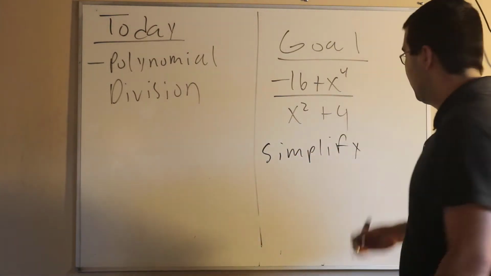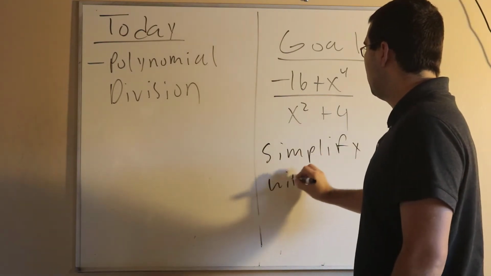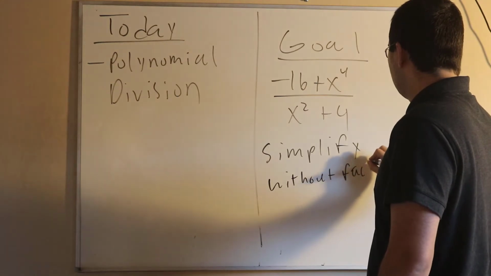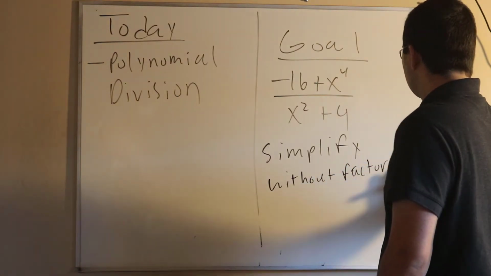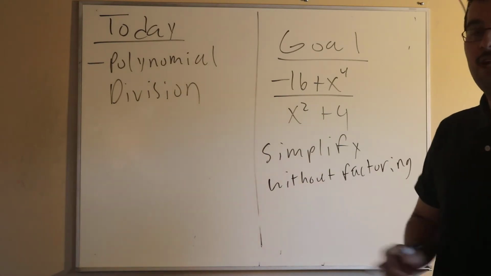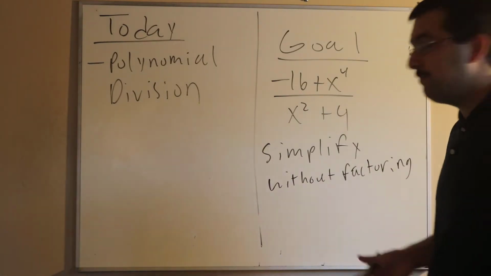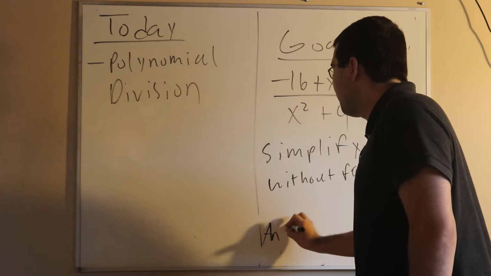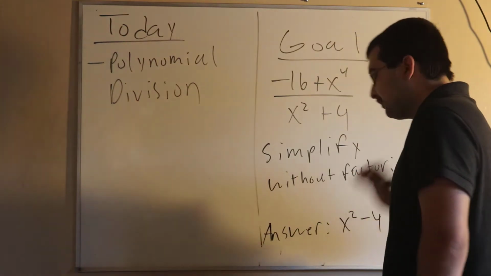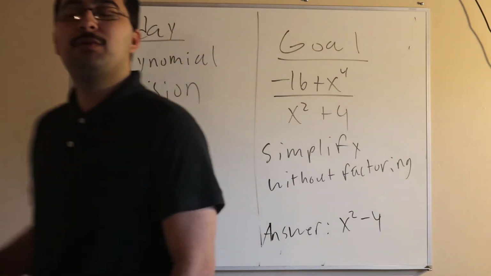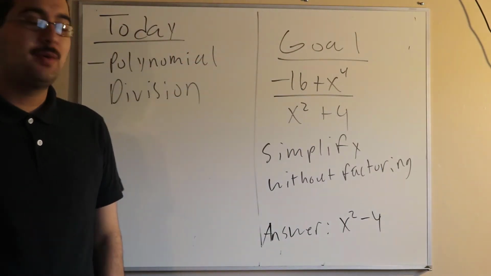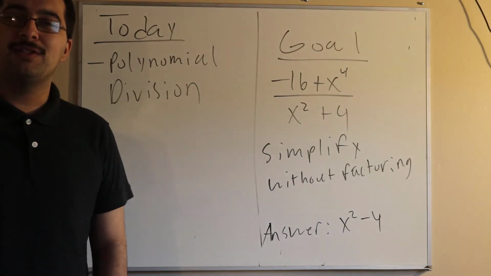Without factoring, alright? Because if we allow ourselves to factor, this isn't too hard of a simplification. Some of you can probably already see that the answer is x squared minus 4. But ideally, I would like to be able to simplify that using the techniques we talk about today. So with that in mind, let's go ahead and get right on into it.